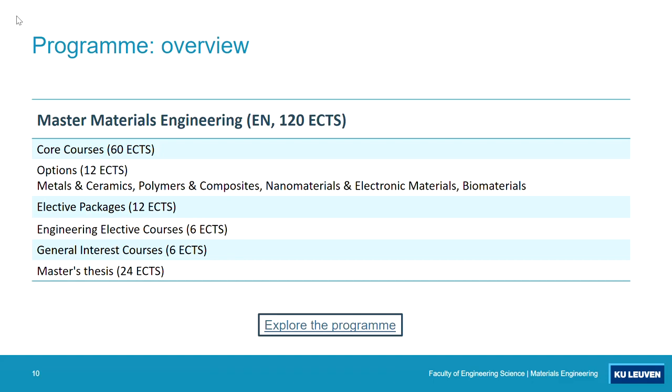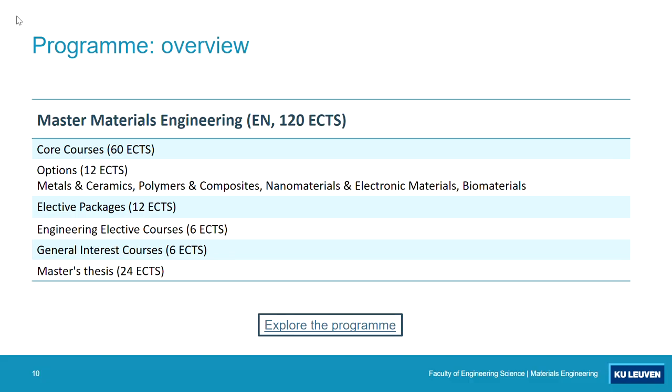On top of that, you can select elective packages, which are supposed to help you orient your future professional career towards either research or more industrial jobs related to management and production. To complement your core courses, you can also choose 6 credits related to other kinds of engineering, not only material science and engineering.